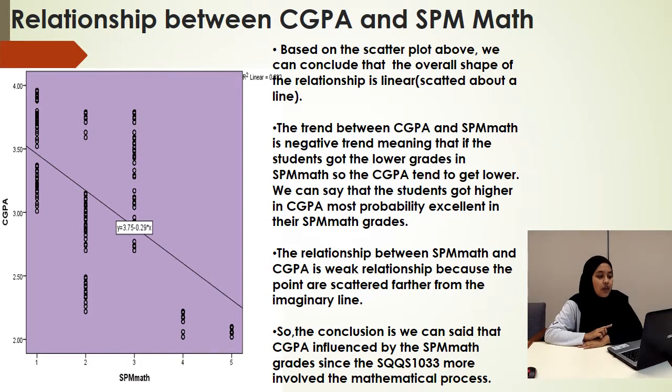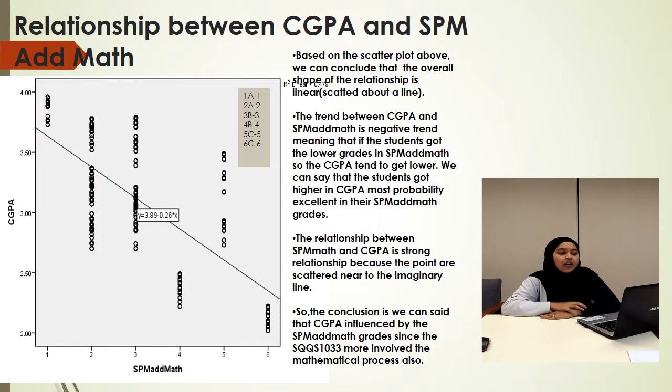Based on the scatter plot above, we can conclude that the overall shape of the relationship is linear. The trend between CGPA and SPM MAT is a negative trend, meaning that if the student got a lower grade in SPM MAT, the CGPA tends to get lower. We can say that the student who got a higher CGPA most probably excelled in their SPM MAT grades. The relationship between SPM MAT and CGPA is a weak relationship because the points are scattered further from the imaginary line. So the conclusion is we can say that CGPA is influenced by the SPM MAT grade since SQQS involves more mathematical process.